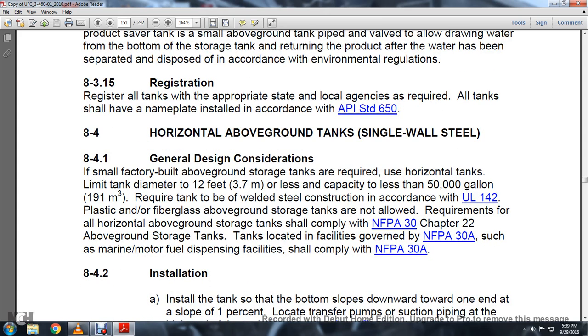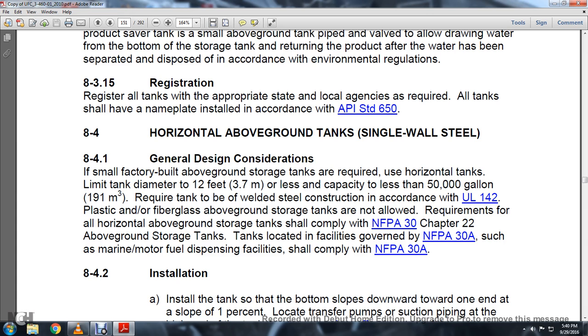8.4 Horizontal above ground tank, single wall steel. 8.4.1 General design and construction. For a small factory built above ground storage tank, use a horizontal tank with a tank diameter of 12 feet and a capacity of less than 50,000 gallons. Require the tank to be welded construction in accordance with UL 142. Plastic fiberglass above ground storage tanks are not allowed.